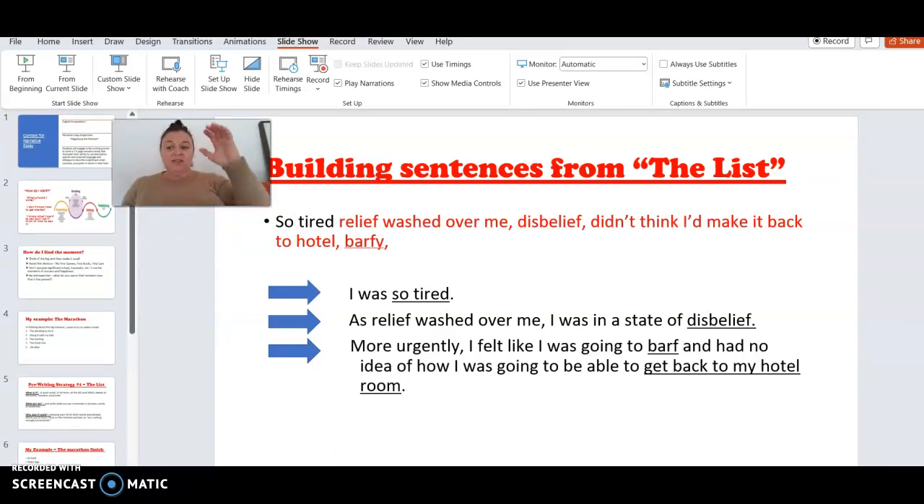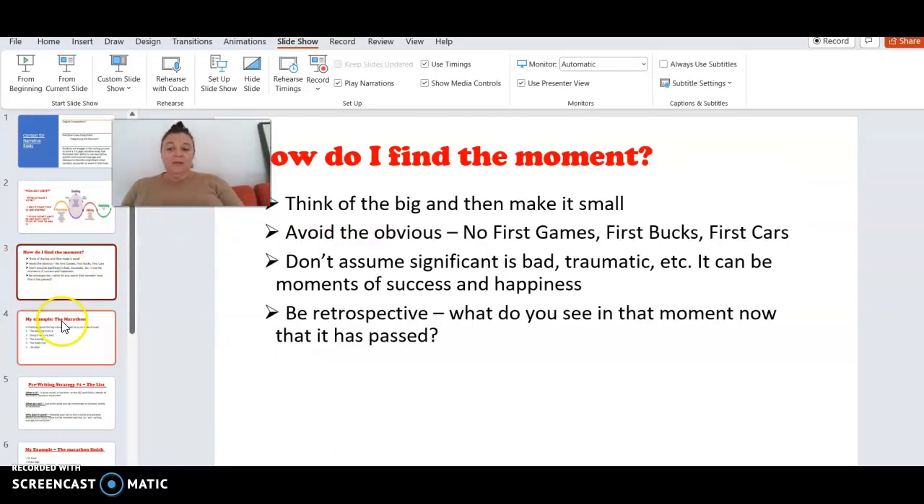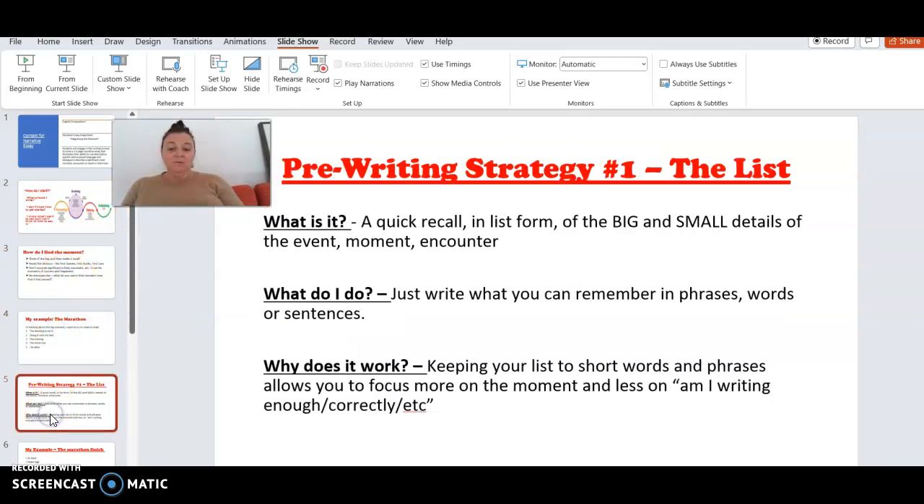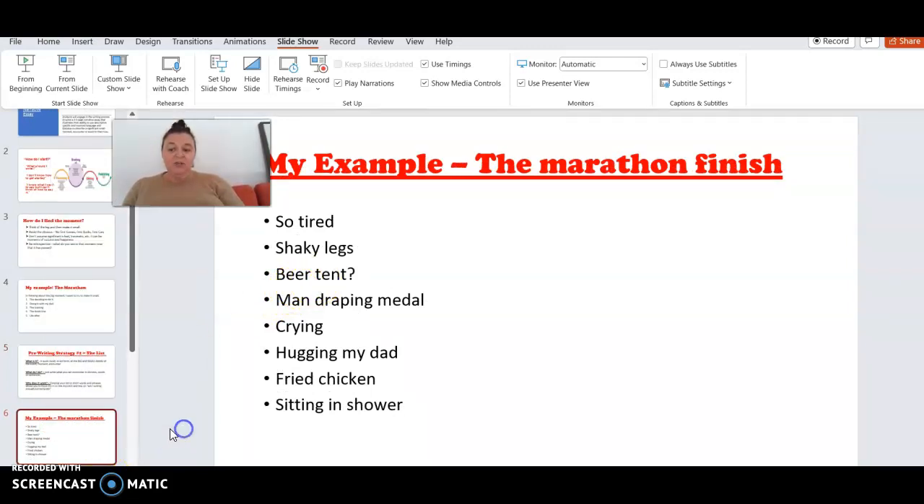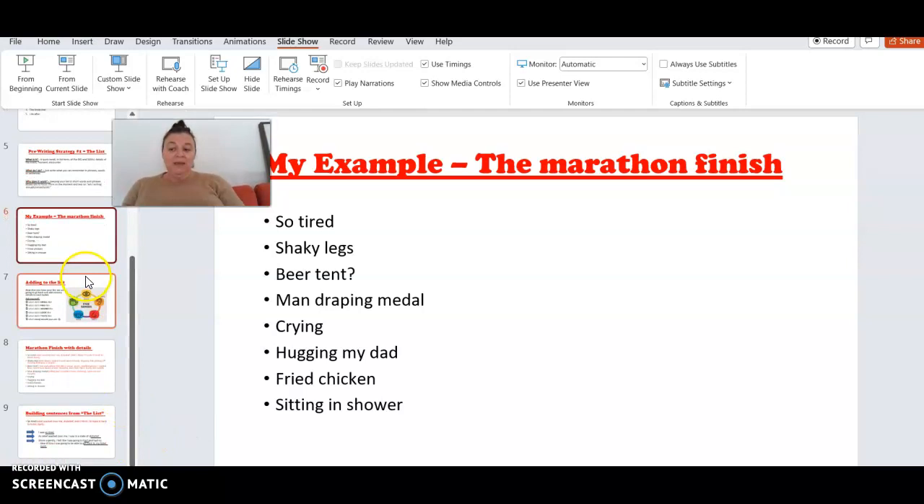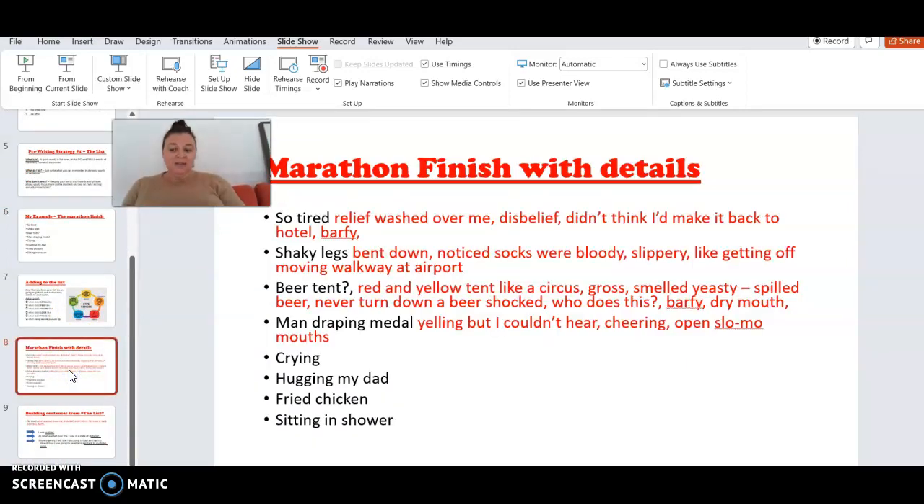So this is the kind of work that I'm going to ask you to do for your moment. You're going to take that big moment, right? You're going to make it small, and then you are going to add the sensory details to it, right? And that's the first part of developing the narrative essay.